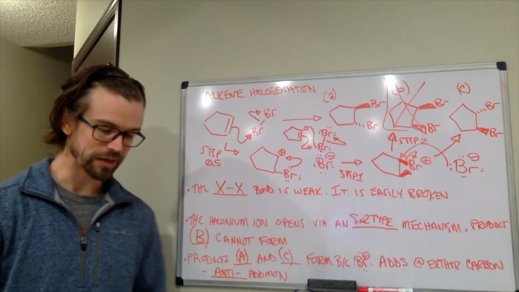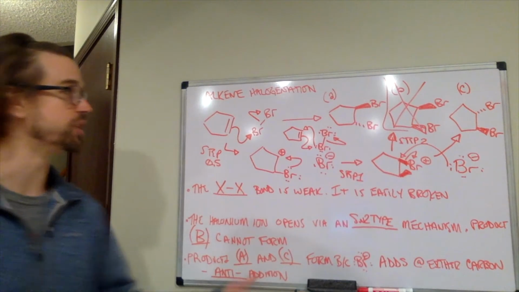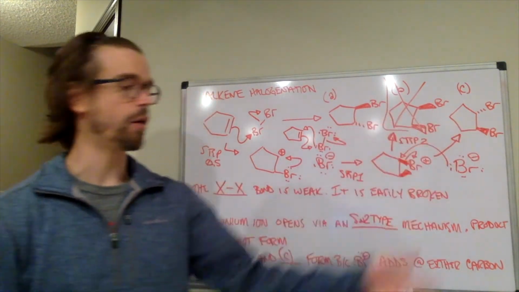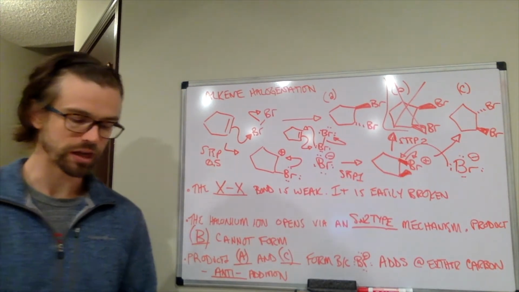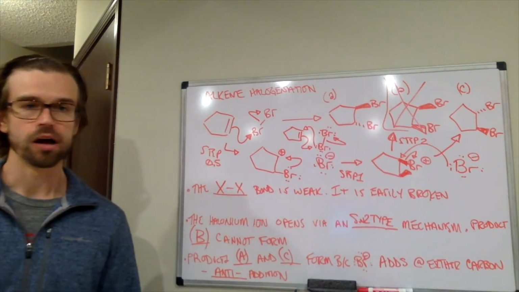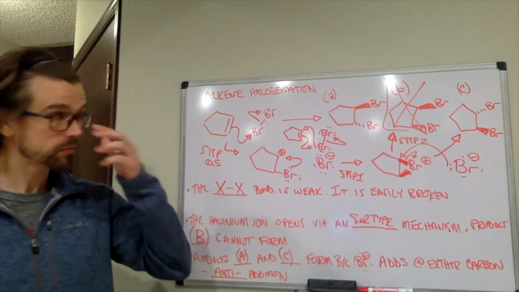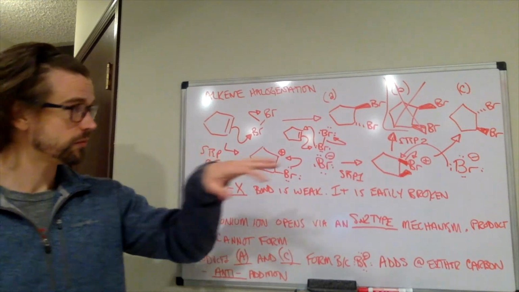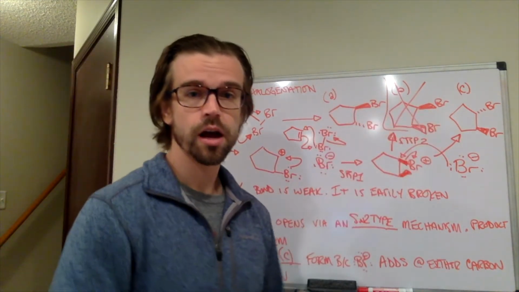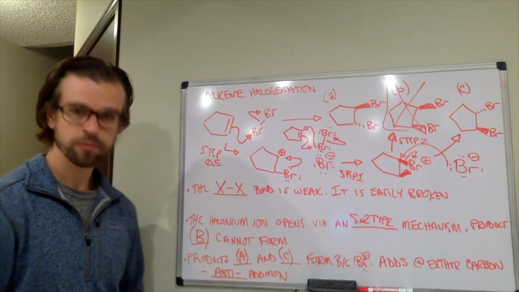It says isomeric relationships. What is the isomeric relationship between the products? How are A and C related? Are they enantiomers, diastereomers, constitutional isomers, unrelated? What's the relationship there? And okay, you've answered. Good job. They have both stereocenters flipped. These two are enantiomers, so that is the relationship.